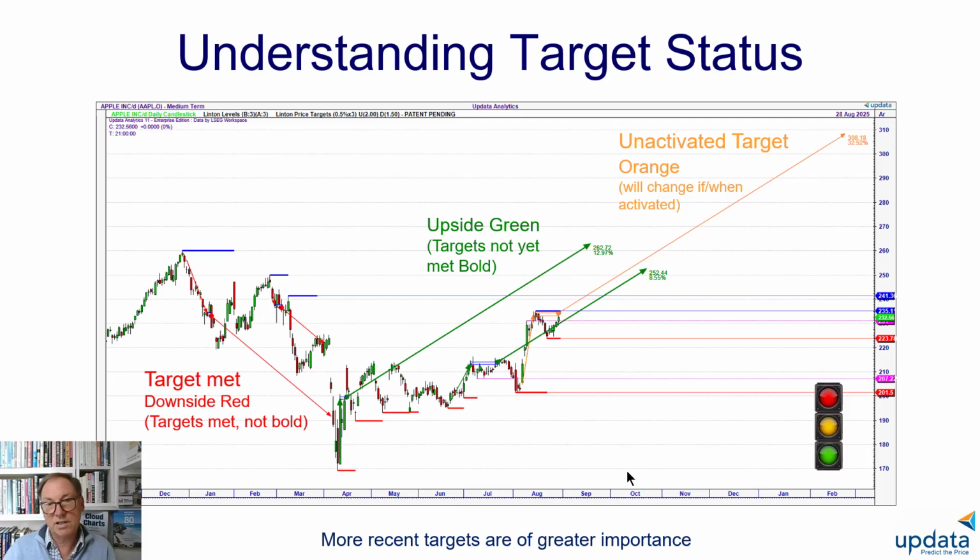And equally, if we have an orange downside target and we go below the level, it will turn red. So the more recent targets are of greater importance. These ones have been met, obviously. This one was given a while ago. That target there now has a little bit more credence, if you like, because we've got new targets pointing upwards. And if we activate this target, then we look to those levels and then this level. So the more recent targets are key, but also the target levels. We always look to the first level and then the next level.